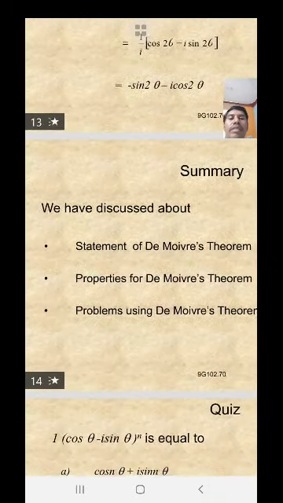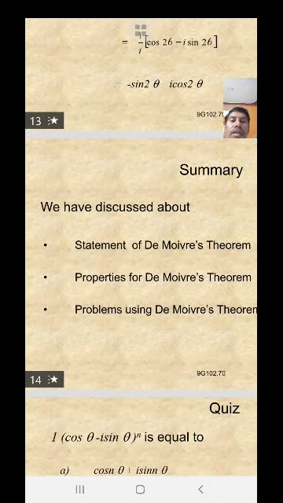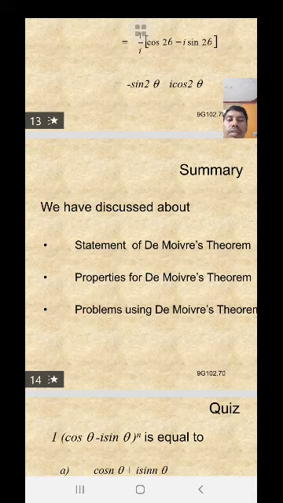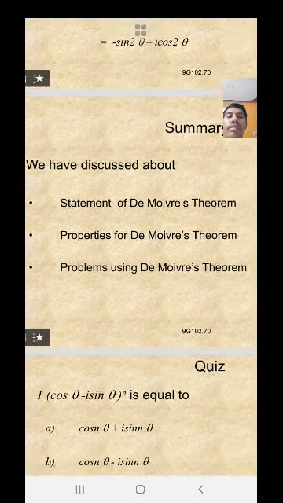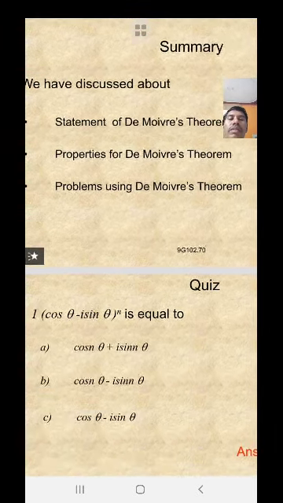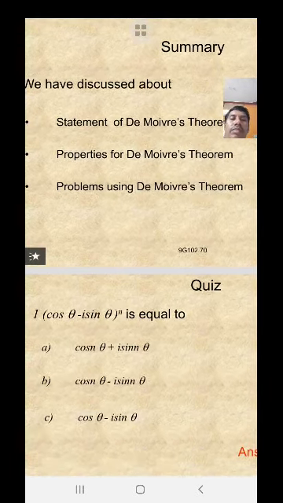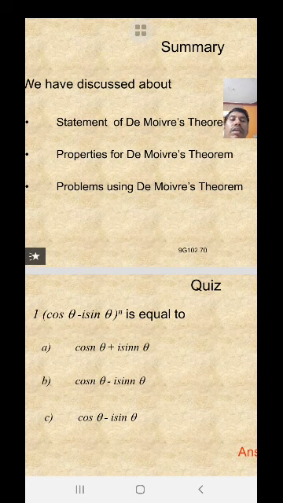Next, summary. We have discussed the statement of De Moivre's theorem, properties of De Moivre's theorem, problems using De Moivre's theorem, and a quiz.